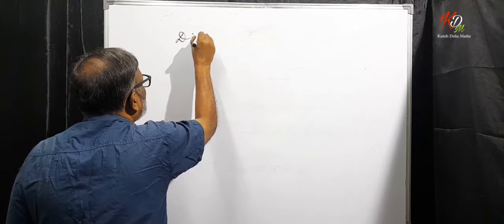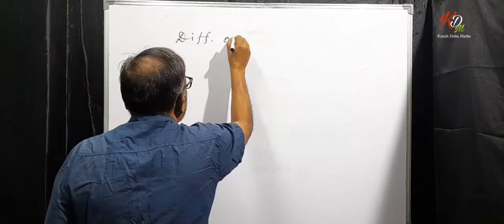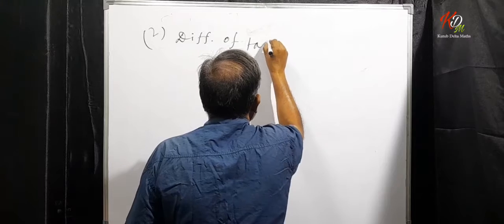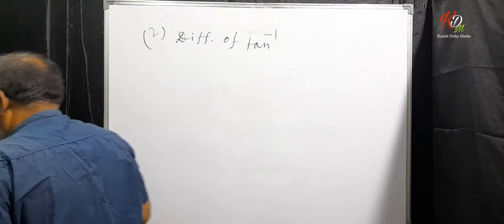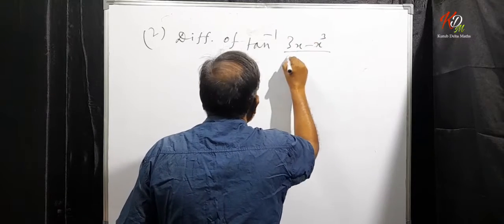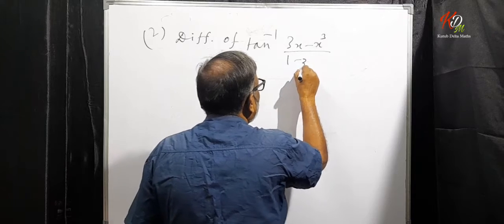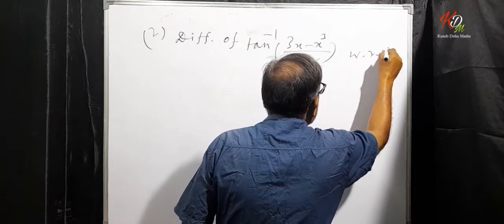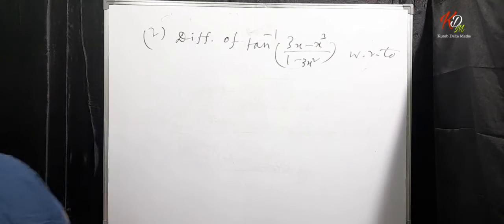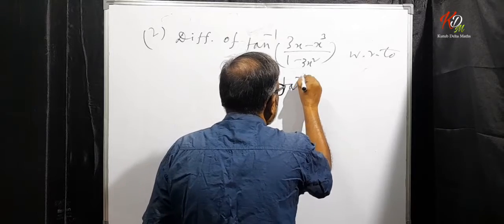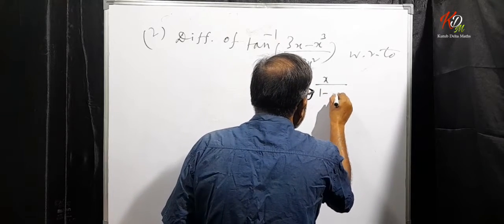Differentiate tan inverse of (3x minus x cube) by (1 minus 3x square) with respect to tan inverse of x by root under 1 minus x square.